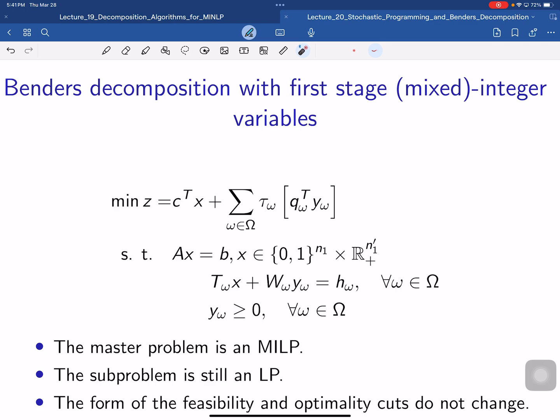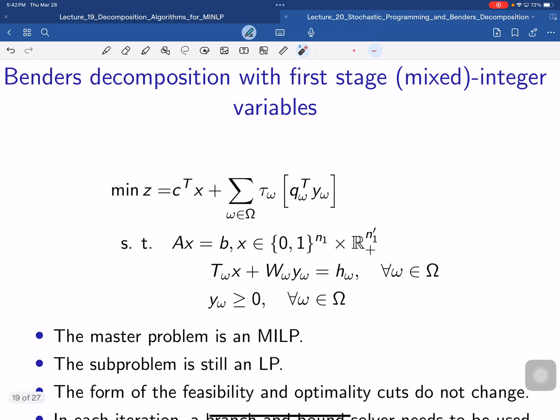Yeah, exactly, right. So if you fix the binary variables, the second stage problem is still a linear programming problem, right? So the way we derive the Bender's cuts only depends on linear programming duality. Since the second stage problem is still continuous, the same derivation still holds. The only change is that the master problem is an MILP, the subproblem is an LP, okay?